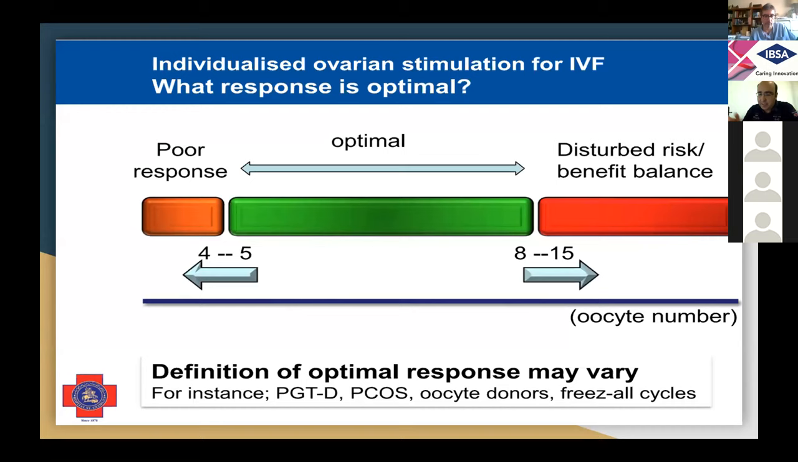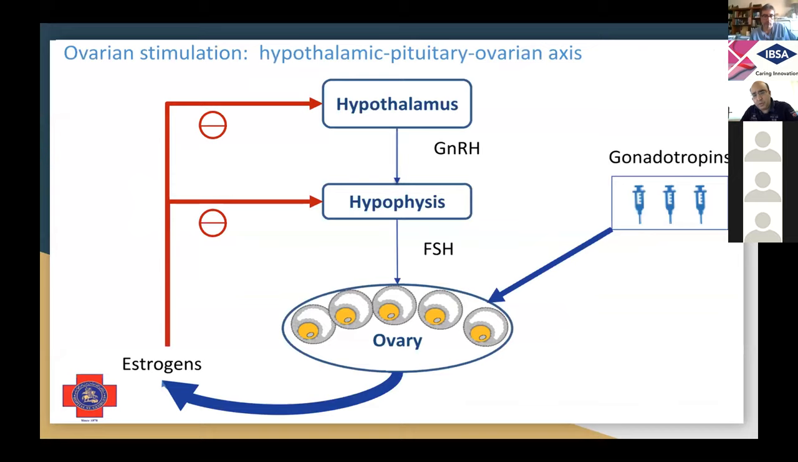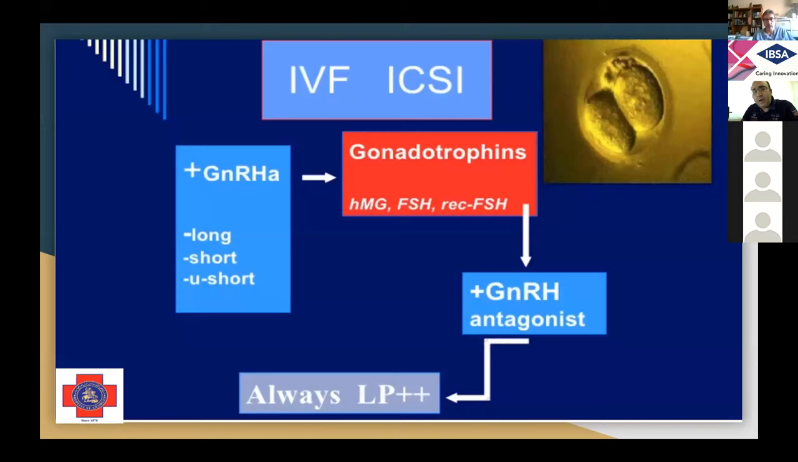A brief review about physiology. We know that estrogen has a negative feedback on the hypothalamo-pituitary axis. And our target is to block this axis, to have a down regulation, and to introduce the gonadotropin. We have two big chapters in protocol. We have GnRH agonist and we have GnRH antagonist. In the GnRH agonist, we have many sub protocols: the long protocol, the short protocol, and the ultra short protocol.